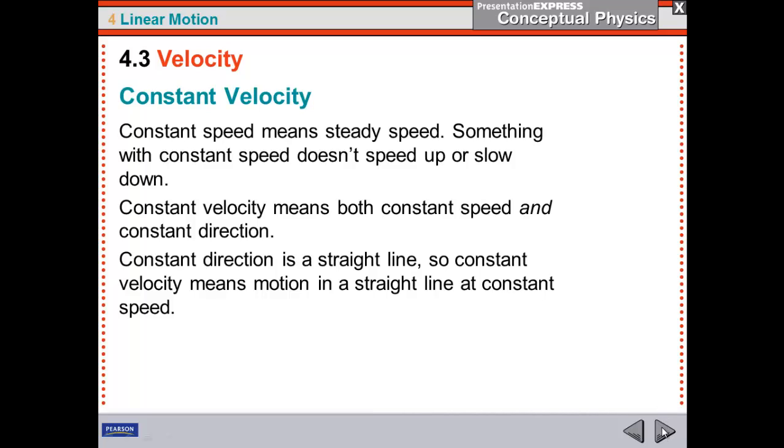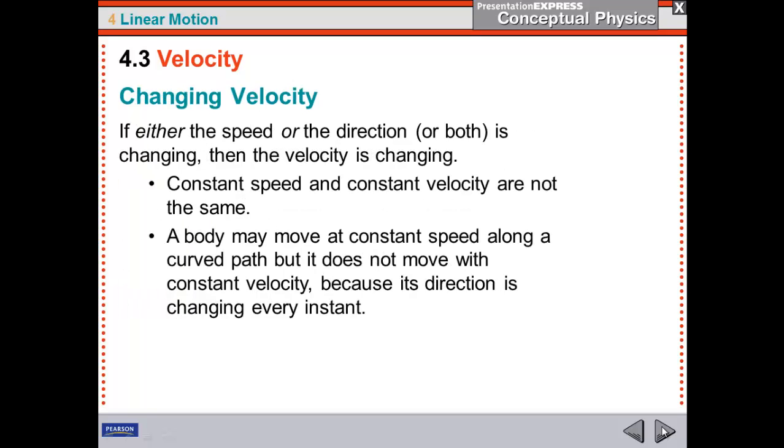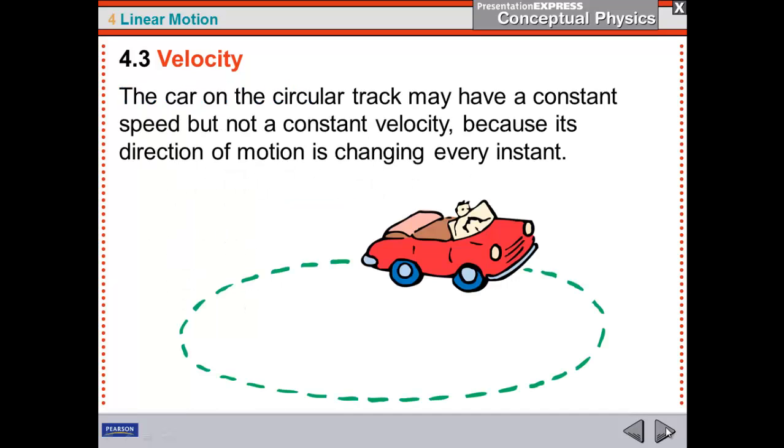So if we were looking at an example where something isn't travelling in the same direction, well, we can't say the velocity is constant. So either the speed or the direction or both have to be unchanged. So constant speed and constant velocity are not necessarily the same. Right? A body may move at a constant speed along a curved path, but if it changes its direction, then the velocity is changing. So here's an example of a car going around a track.